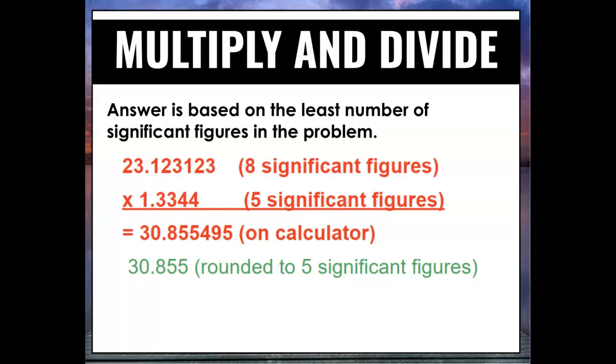So we have 23.123123, which has 8 significant figures, but we're multiplying that by 1.3344, which has 5 significant figures. Your calculator is going to give you 30.8555495. That's what it normally does, because it's not going to give you the significant figures. What you are going to do is round it to the exact number of significant figures, which would be the least in this example. So there are only 5. So you're going to have to do 30.855 as the rounded answer to show that you're using only 5 significant figures.